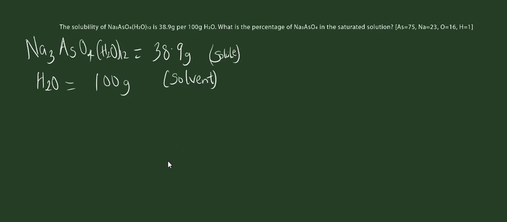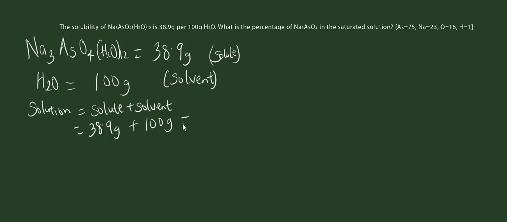Okay, so when you put solute inside the solvent and both dissolve, what do you get? You guessed right, a solution. So our solution is the solute plus the solvent, okay, which in our case is 38.9 grams of the dodecahydrate salt and 100 grams of water, which gives what? 138.9 grams. Good. Now let's go back to the question.